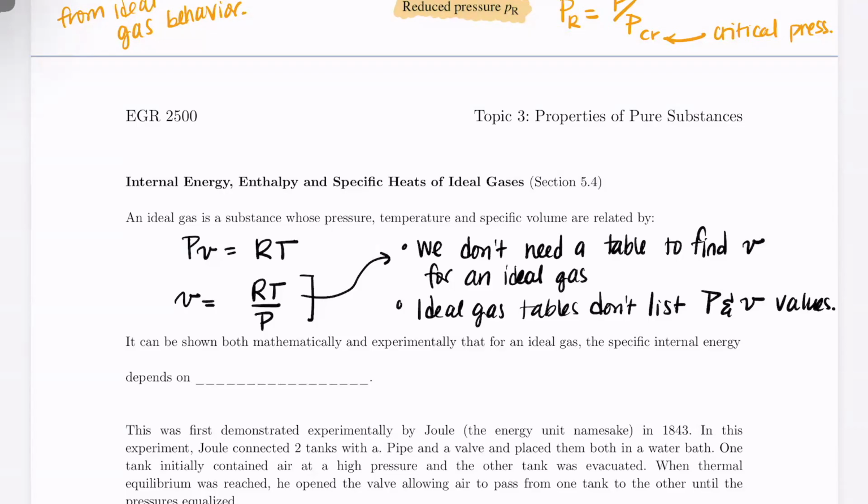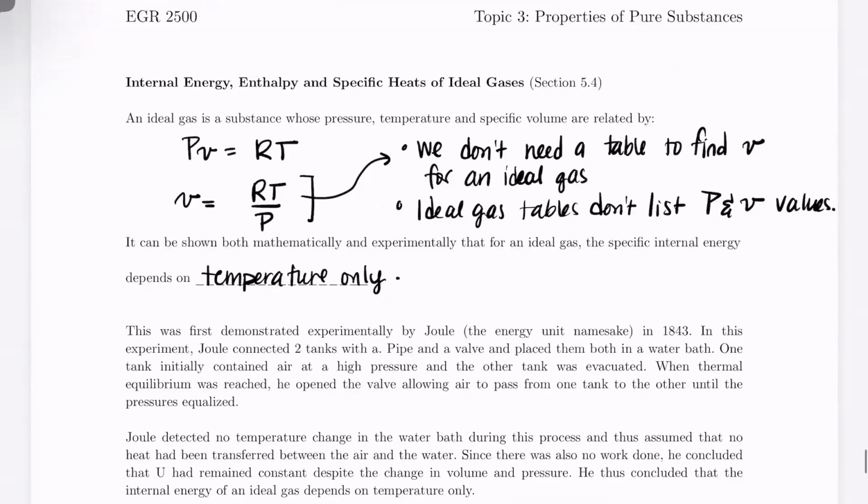It can also be shown mathematically and experimentally that for an ideal gas, the specific internal energy depends on temperature only. And this was actually determined first experimentally by Joule. That is the scientist whose name the energy unit is named after, in 1843, which I find fascinating because 1843 doesn't feel like it was that long ago. But maybe I'm just old.